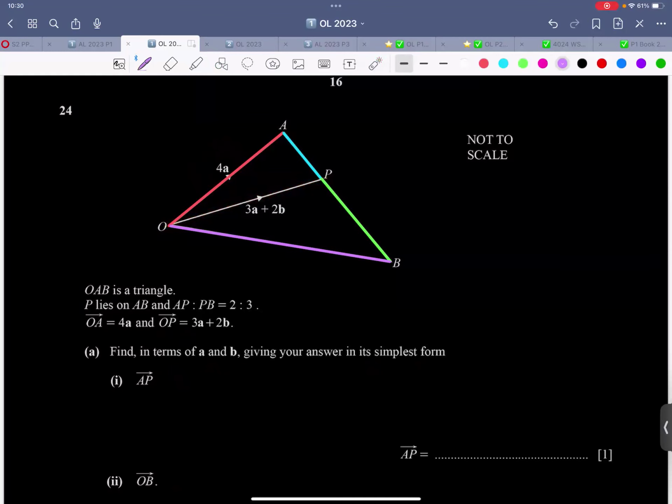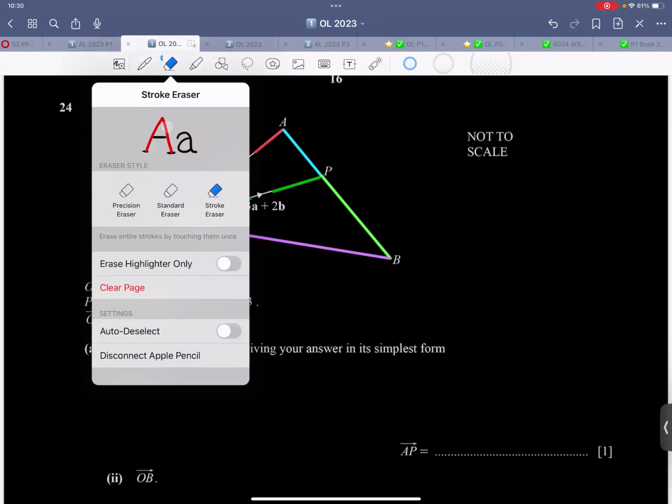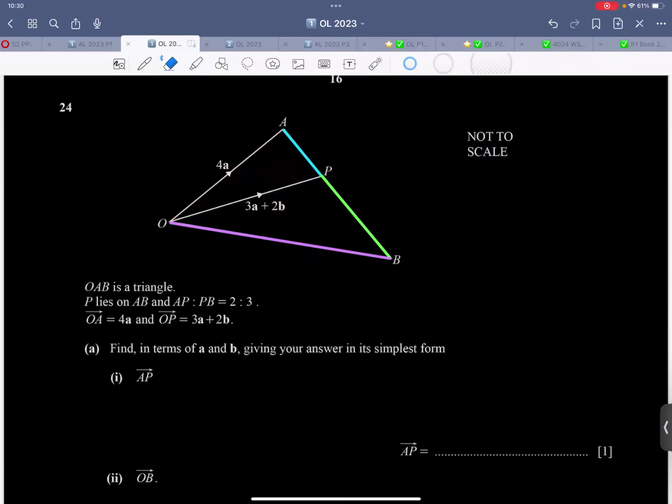So let me mark it dark green. Let me choose a dark green from here. There is a light green and then there is a dark green. So let me just change the color so that no one gets confused between the two. Let me take the stroke eraser and mark the dark green over here. Now this is better. So first of all, it's asking for AP and it's asking for OB.